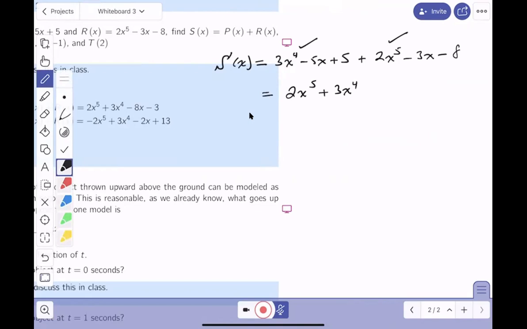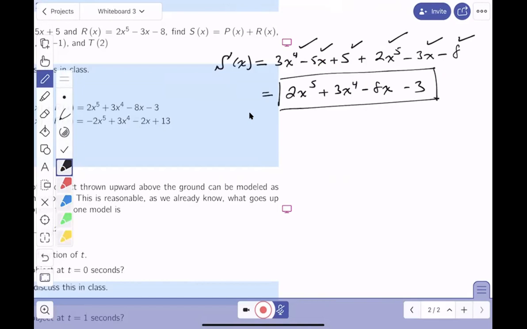And what am I looking for next? After x^4, I don't see any cubes. I don't see any squares, but I do see a linear term. So minus 5x, that's degree 1, and minus 3x would be minus 8x. Last but not least, you have constants, 5 and a minus 8, which would give you a minus 3. We'll check the key later.